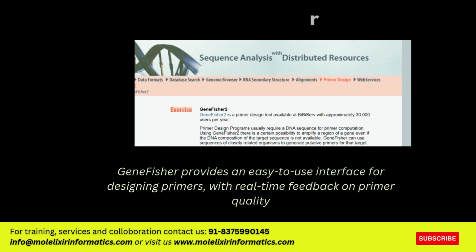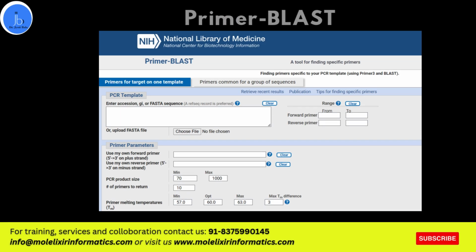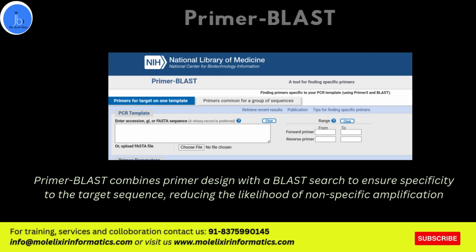The next one is Primer-BLAST. This is utilized in primer design with specificity checking against the NCBI databases. Primer-BLAST combines primer design with a BLAST search to ensure specificity to the target sequences, thus reducing the likelihood of non-specific amplification. This integrates well with the NCBI's vast sequence databases.